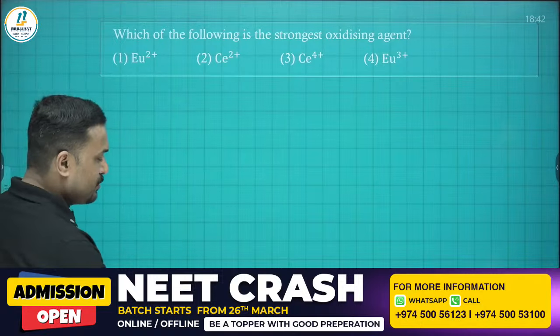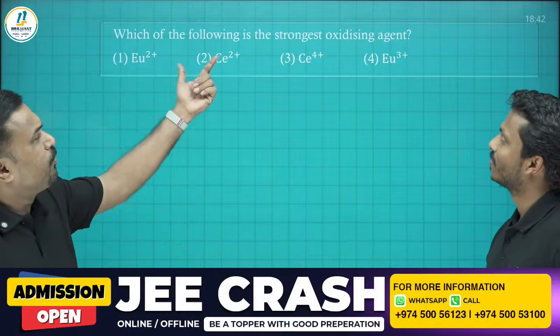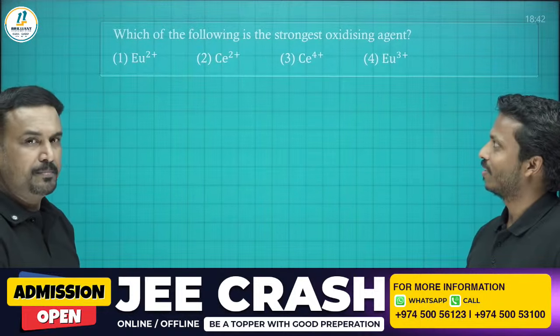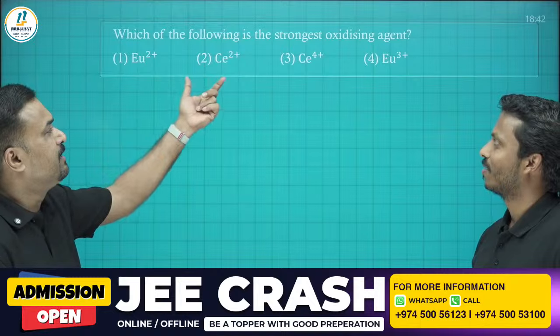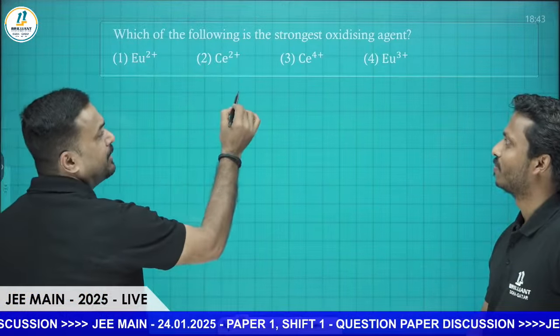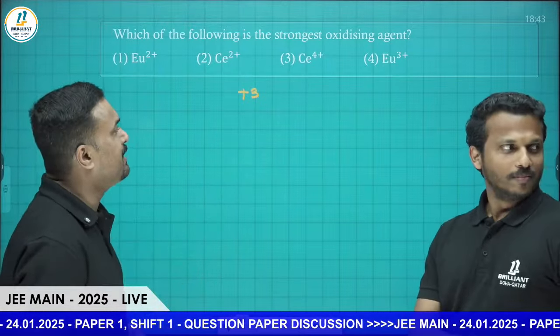See, the first question is: which of the following is the strongest oxidizing agent? It's a D and F block chapter question. You know that lanthanides have a common oxidation state that is stable in aqueous solution, that is +3. So the +3 oxidation state is stable in aqueous solution.